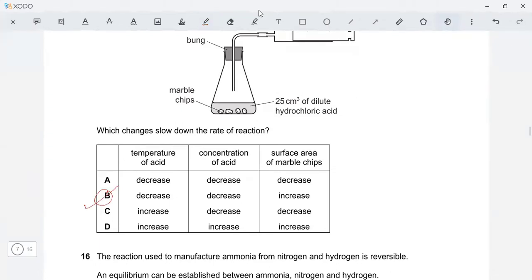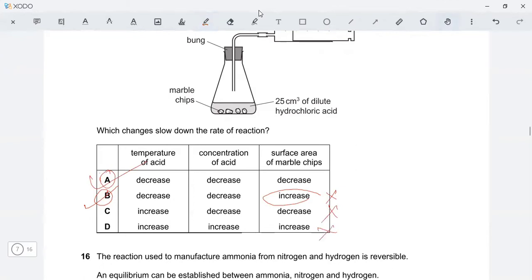But option B, there is an increase there, the large surface area. So this is not going to be the right one. Decrease, decrease, decrease, so option A actually, right? Option A is the right answer. Option C is also not correct. Option D is also not correct.